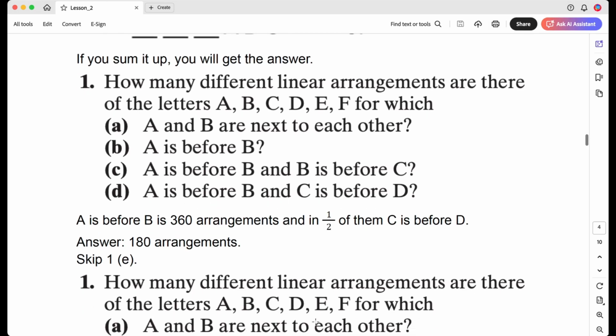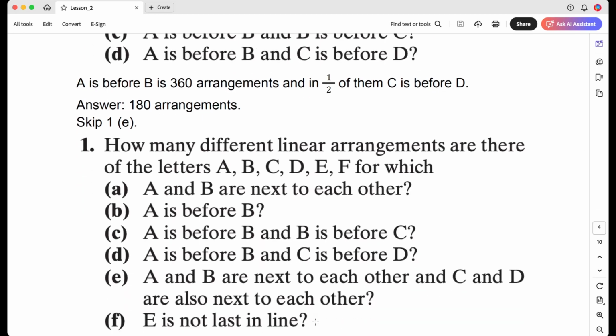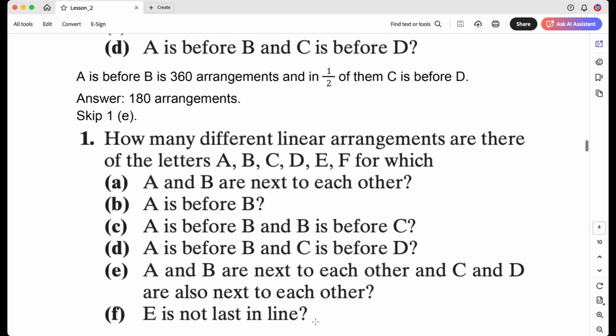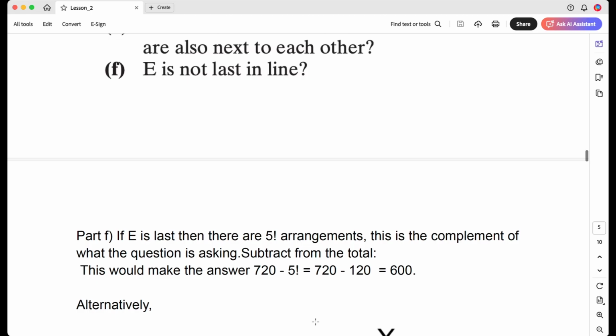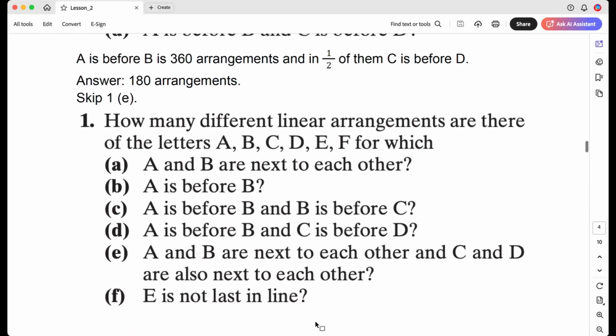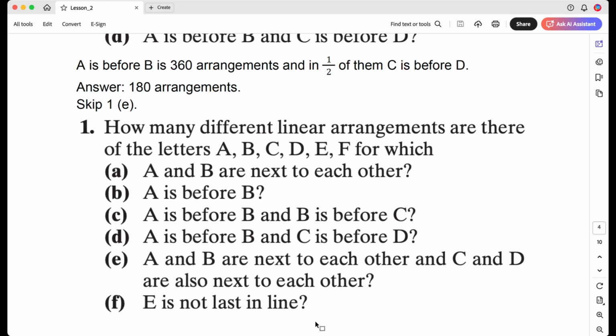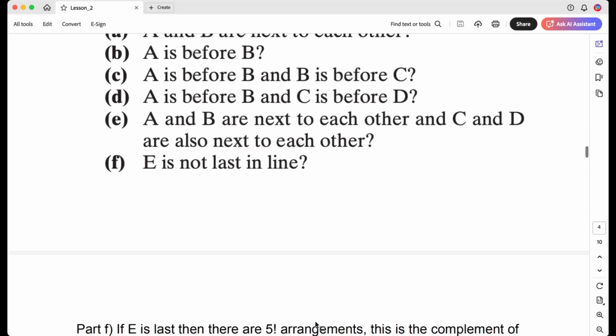I'm going to leave part E for you to work on. Part F, E is not last in line. In this situation, we'd have a lot of possibilities because E could go anywhere in the first 5 slots. It's going to be easier to count all the ways this doesn't happen. How many ways are there for E to be last? Count that up and then subtract from the total. So we're looking at the complement point of view, which is how many ways E is last, and then subtract from the total.